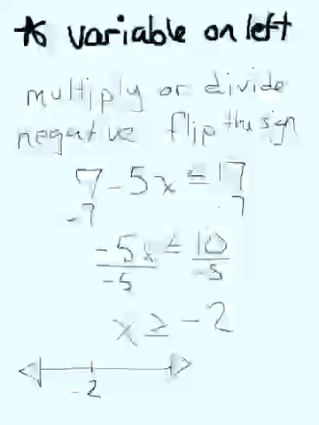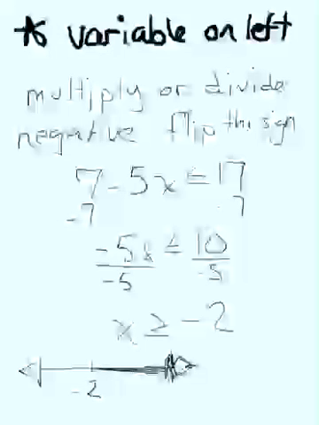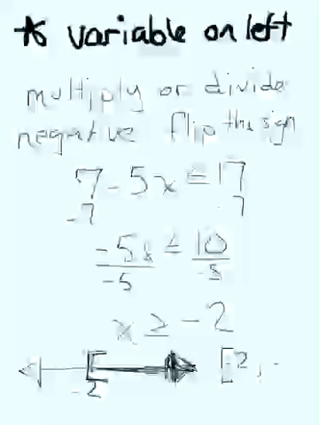Which way am I going to shade? To the right. At that negative 2, will I have a bracket or parenthesis? Bracket. Okay. I also need to write my interval notation. It would be bracket, negative 2, comma, infinity. What does infinity always have with it? Parenthesis.